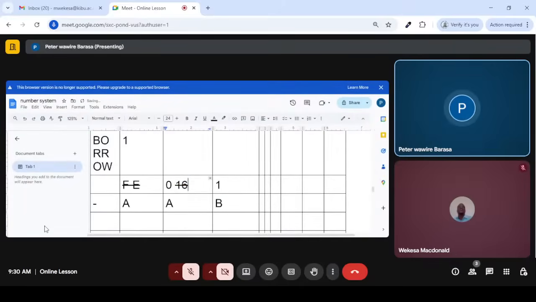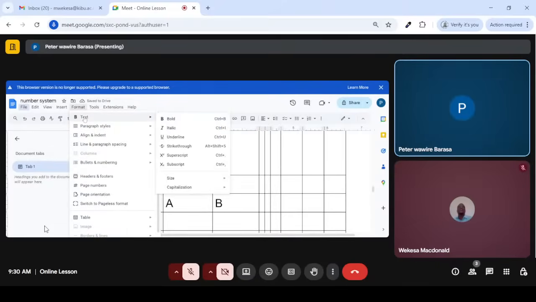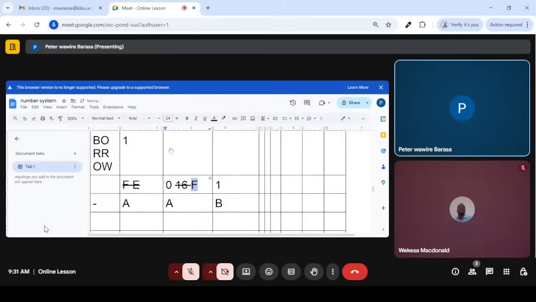It becomes 16. When you borrow 1 from 16, so that it goes to the next side, this one will come to F, because 15 is F. When you borrow 16, it becomes F, and F is equivalent to 15.